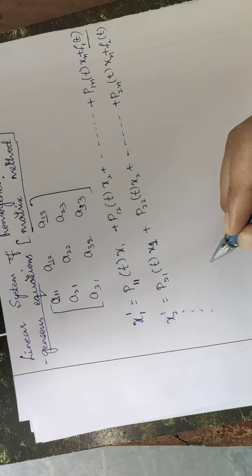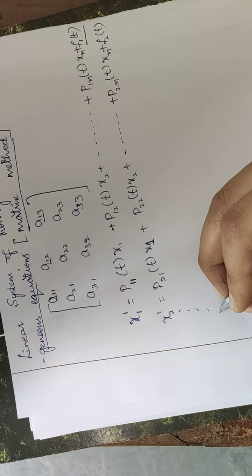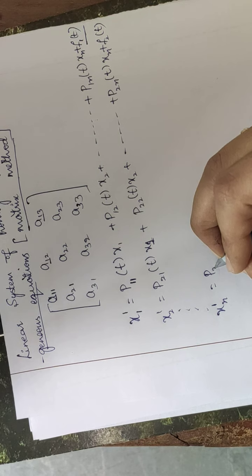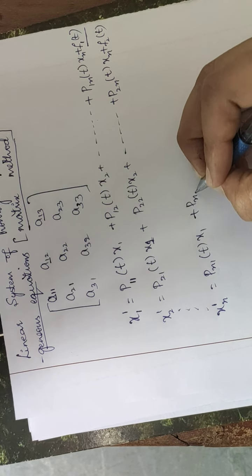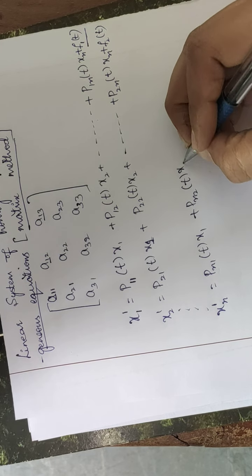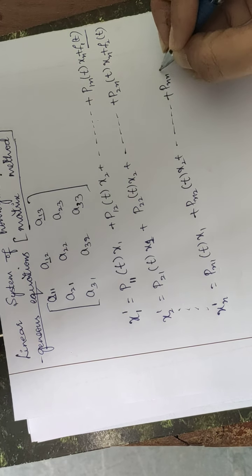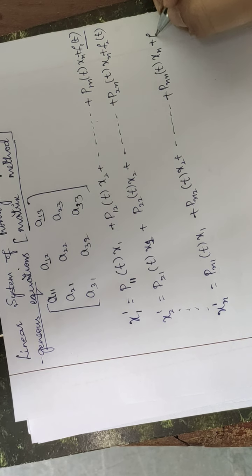The process continues. Since we are considering n linear differential equations, xn dash is equal to pn1 of t into x1 plus pn2 of t into x2 plus so on up to pnn of t into xn plus fn of t.